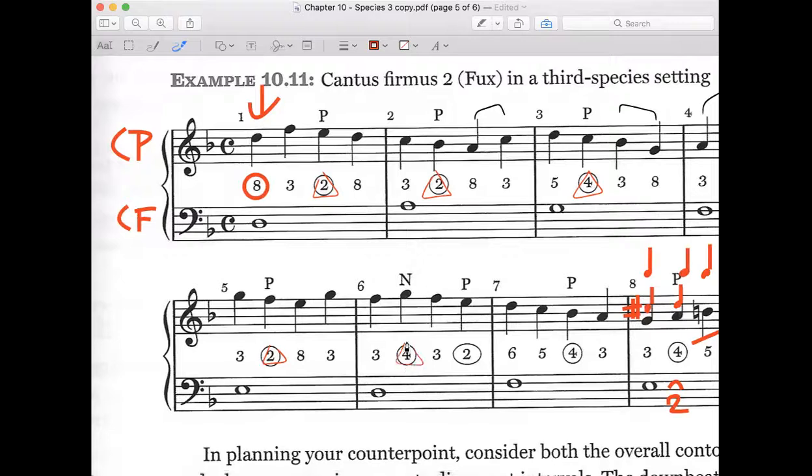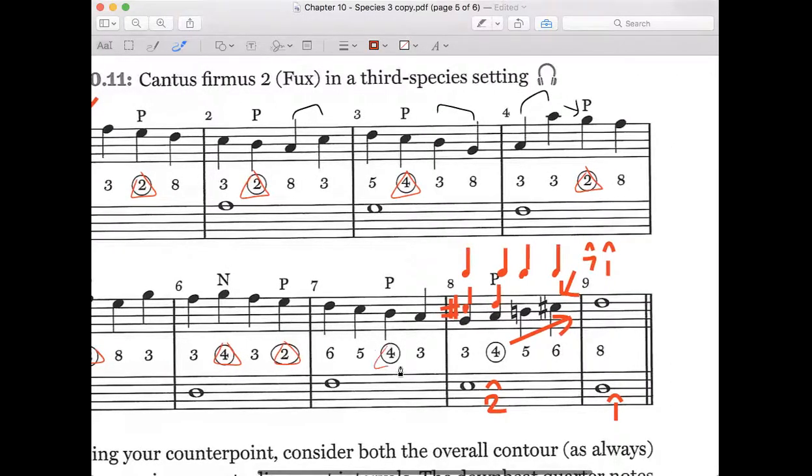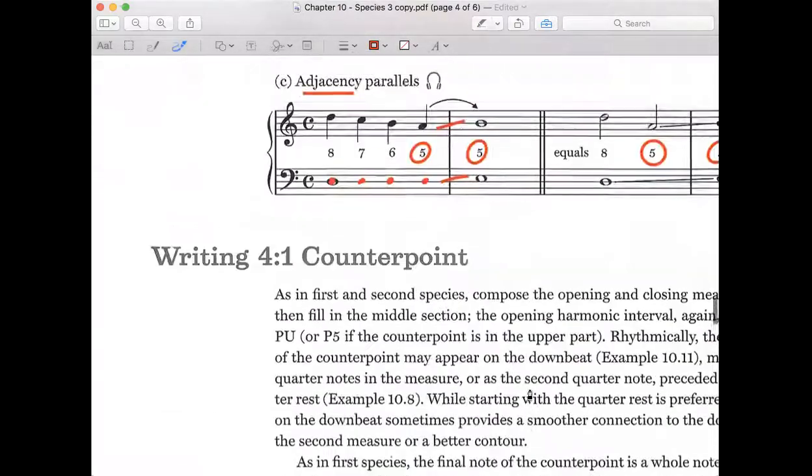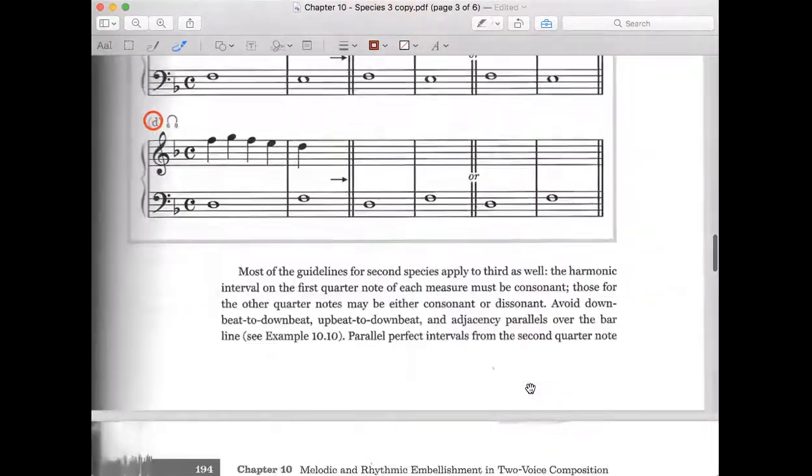Finally, we have a neighbor. Then passing motion again. So as we can see, we mostly have passing motion. Here we did not have a Nota Cambiata or a double neighbor, and that's okay. But it is good to know that we have that as a possibility.